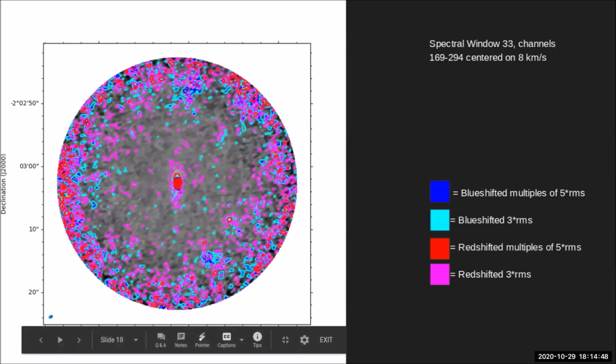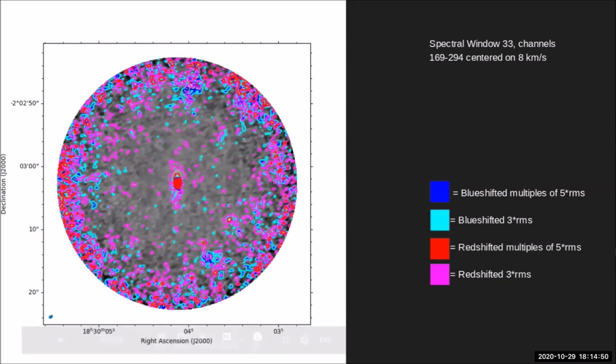Now, this is spectral window 33. We decided not to split up the emission because of the spectral profile, but even looking here, you can see it's mostly contained around the protostar and the protostellar disk. We see some outflow going below and above, particularly in the purple line, which is 3 times the root mean square, but redshifted.